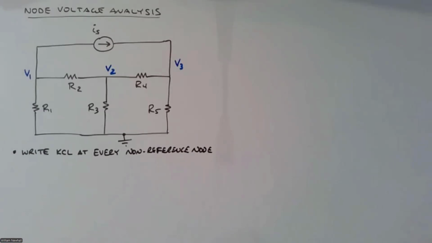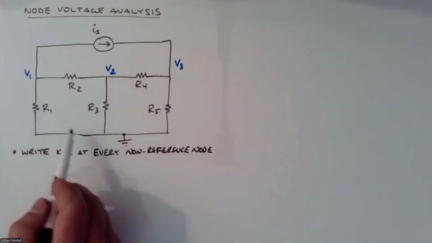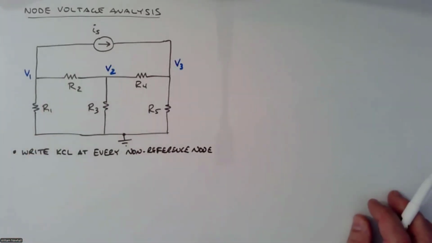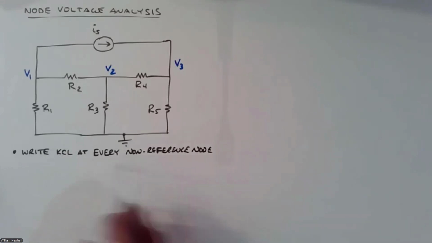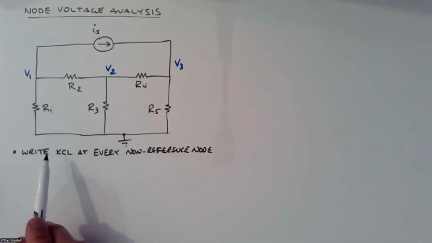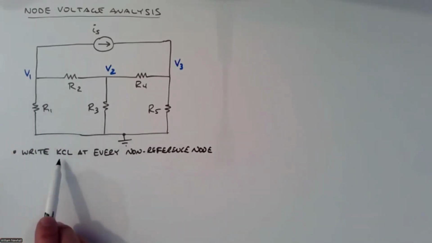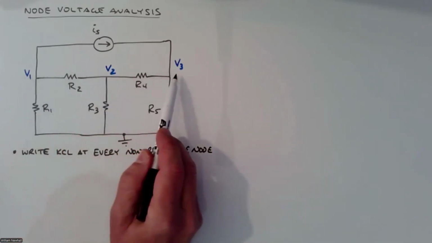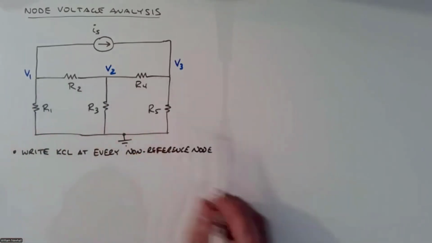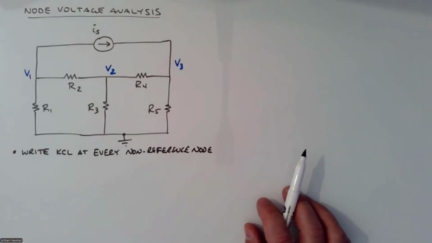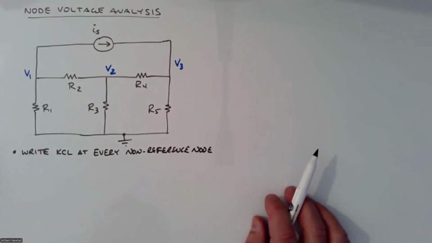So let's go through an example of how to do this. Remember, I know all the resistor values. I know IS. We want to find V1, V2, and V3. So first, let's recognize I have to write a KCL equation at each of the non-reference nodes. So I'm going to have 3 KCL equations. That's good because I have 3 unknown node voltages. I'll have 3 equations and 3 unknowns.